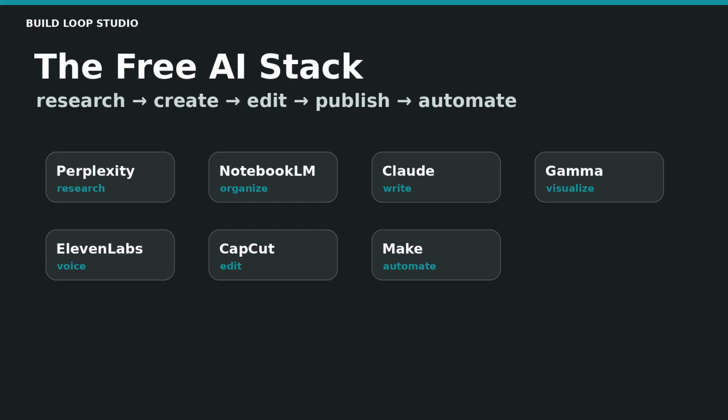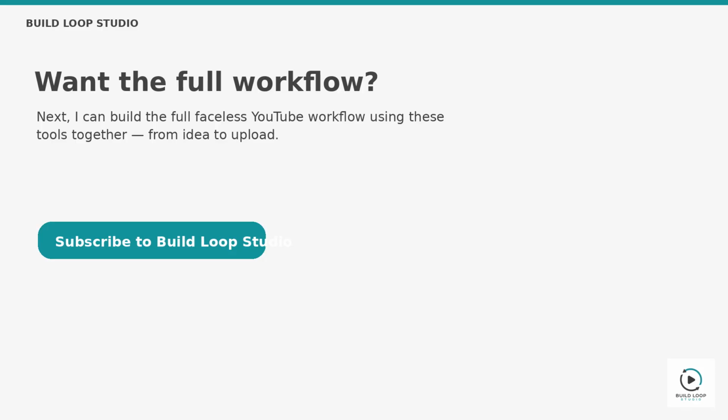Here's how I would use these 7 tools together. Use Perplexity to research a topic. Use NotebookLM to organize source material. Use Claude to outline and write. Use Gamma to turn the idea into a presentation or visual structure. Use ElevenLabs for voiceover tests. Use CapCut to edit and caption the video. Use Make to automate the repeated parts of the workflow. That is the build loop. Research, create, edit, publish, and automate.